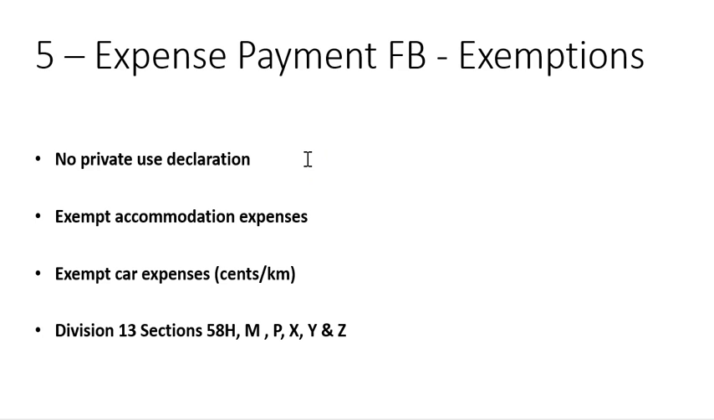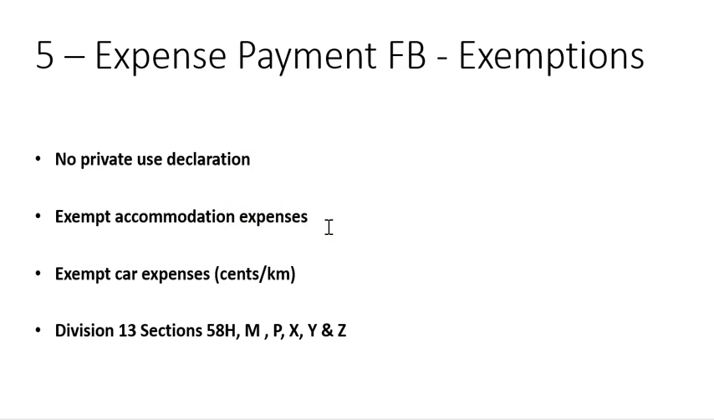So the exemptions for the expense payment fringe benefit is a no private use declaration. So the employer can lodge a form which says that a particular benefit was only used for work purposes, so there was no actual private benefit derived by the employee. And so if that form's lodged, then the benefit becomes exempt.